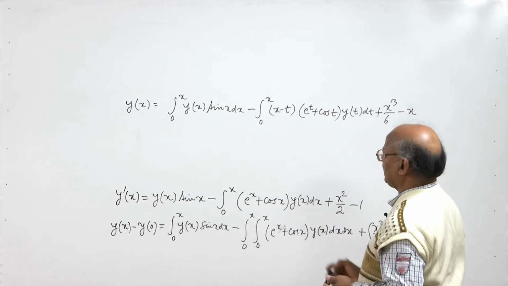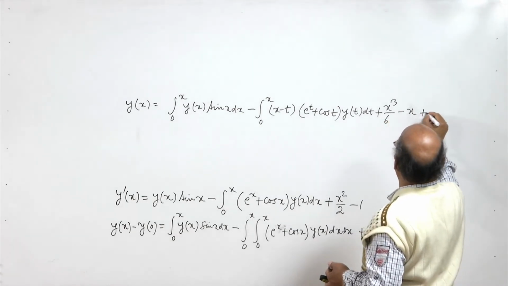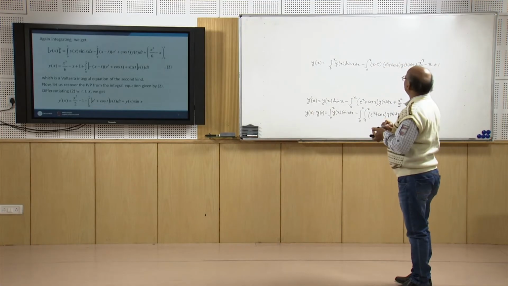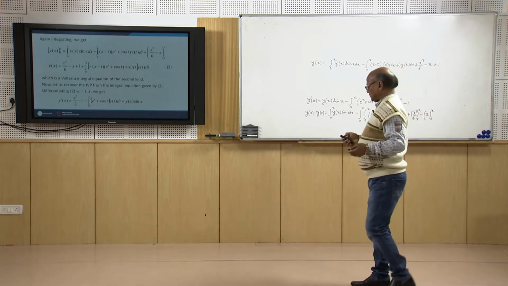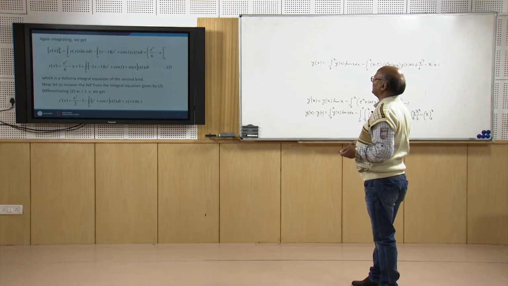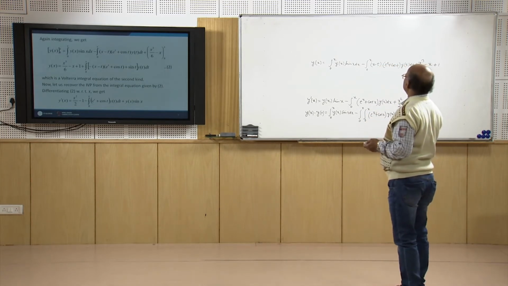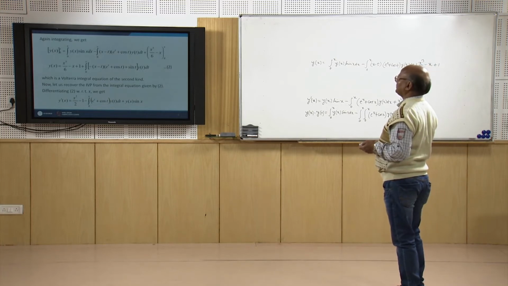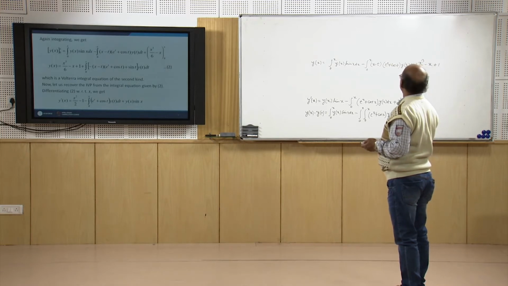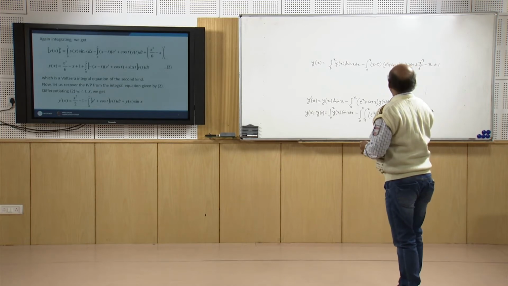And y(0) is equal to 1, so we get plus 1 here. So we get y(x) equal to x cube by 6 minus x plus 1, integral 0 to x. Then this minus sign can be taken inside the integral. So minus (x minus t) into (e to the power t plus cos t plus sin t) into y(t) dt.